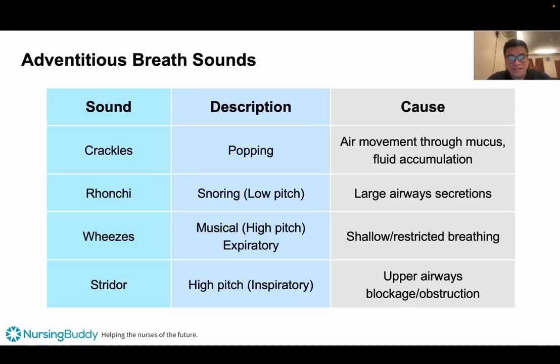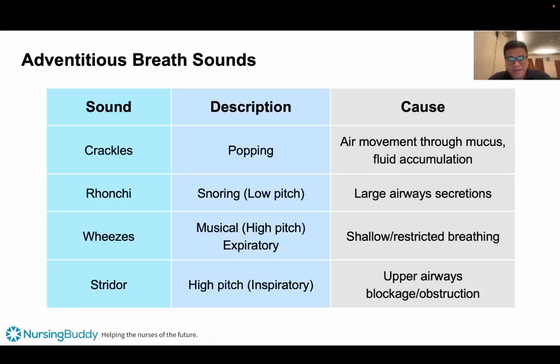Another thing is we have your wheezes. So when we say wheezes, kapatid, this is musical, high pitch, and more heard in your expiration. So this is expiratory high pitch, which is musical in nature. This is actually caused by your shallow restricted breathing, just like in the case of your asthma. So wheezing is actually the superstar among the adventitious breath sounds.